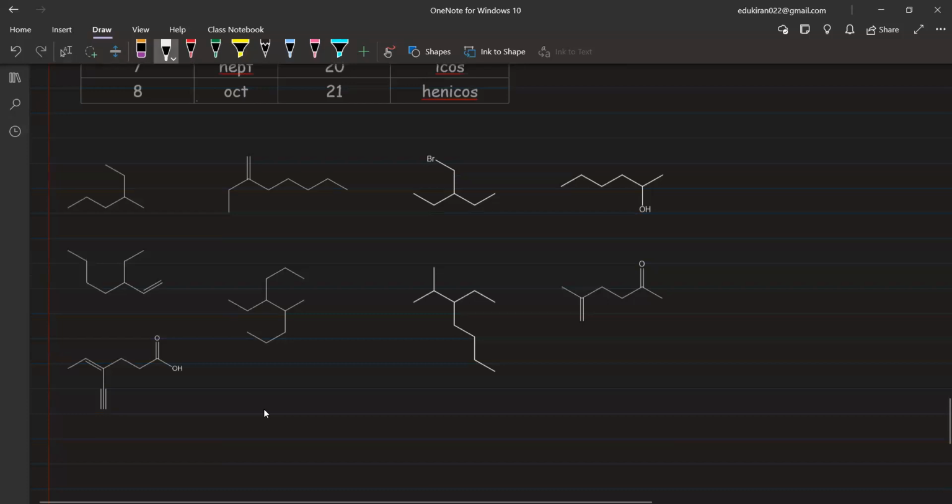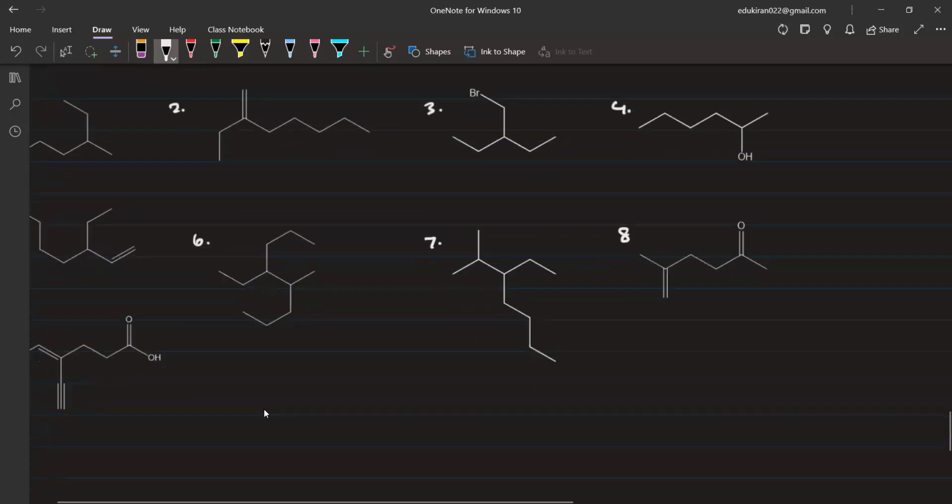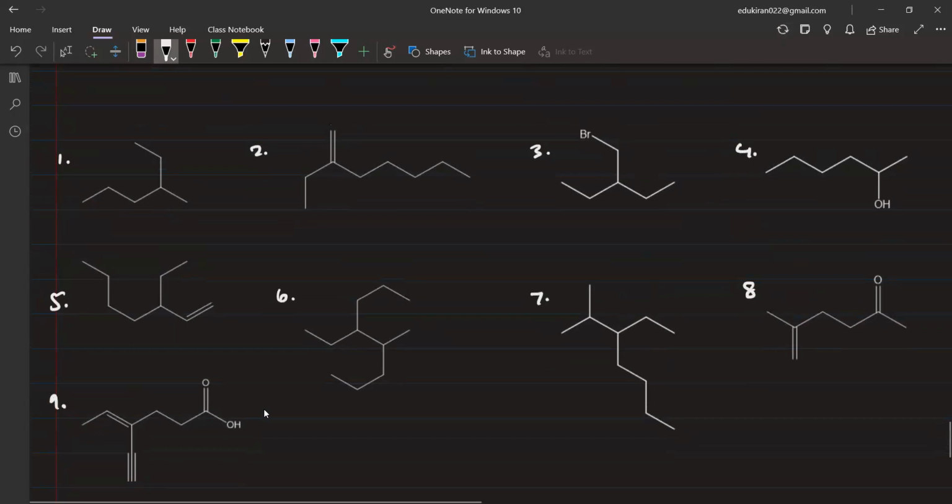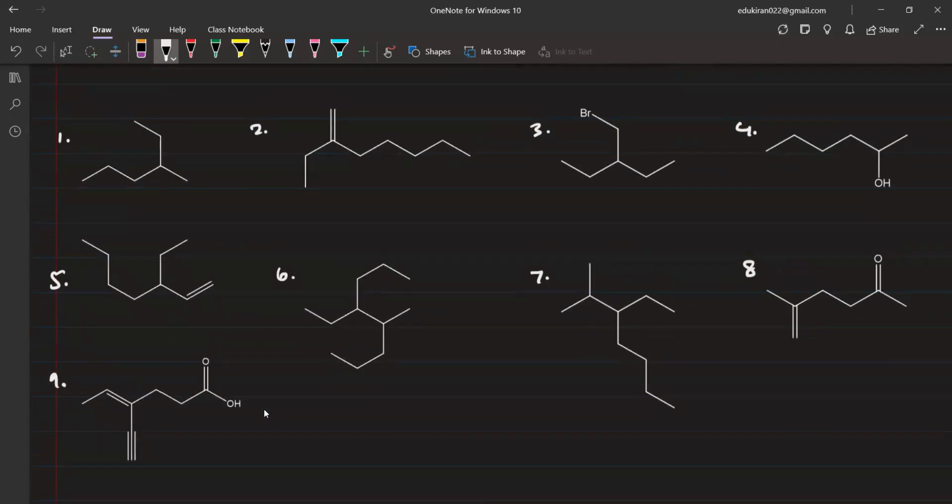Let me just number it, then I will pull up. Okay, 1, 2, 3, 4, 5, 6, 7, 8, and 9 structures. Okay, let me just zoom in a bit and please take a screenshot, guys. आप लोग को write functional group, unsaturation, and parent for following.